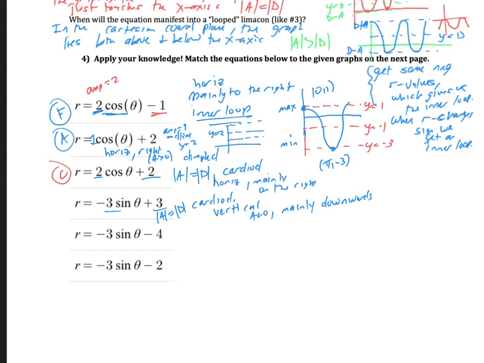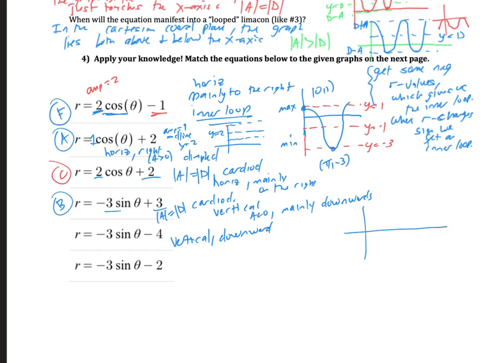So let's see if we can find that graph on the next page. I'll label this B. The next one, we have -3 sine theta minus 4. So we know it's vertical. It's downward. And now we want to see if it's dimpled or inner loop. It's not cardioid because the absolute value of A is not equal to the absolute value of D.